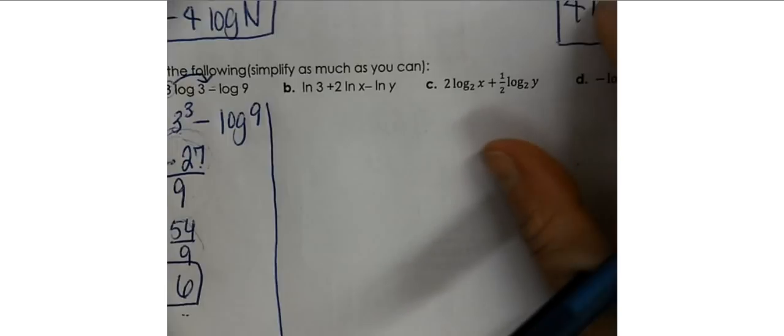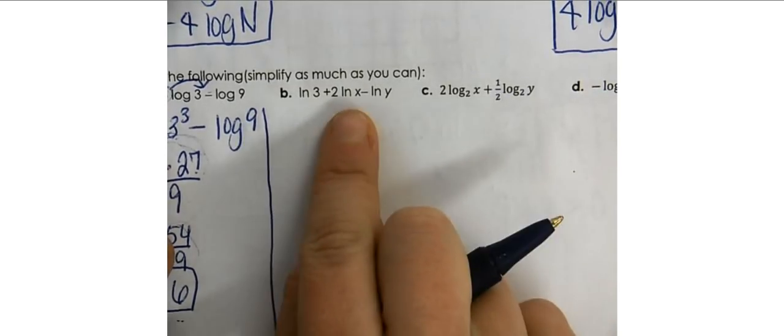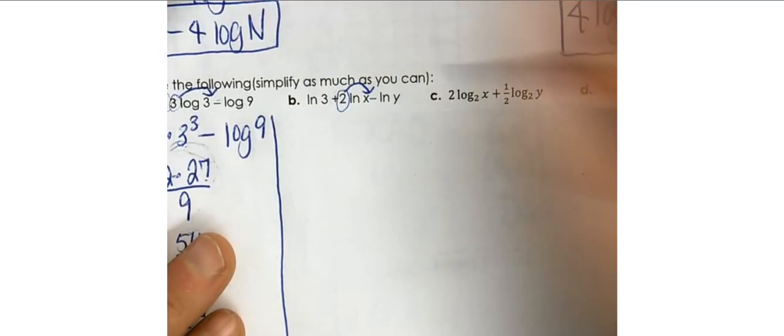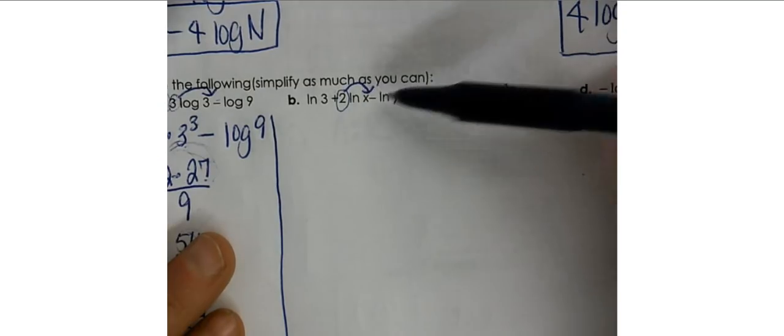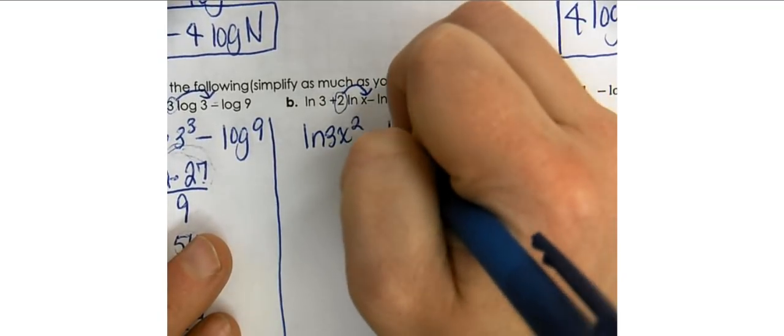So looking at letter B, I'm going to condense the first 2 terms together. They're being expanded using addition, so that means I'm going to multiply them together. Also, there's a 2 on the outside of this ln of x, so that means that it's the exponent of x. So when I condense the first 2 terms together, I'm going to have the natural log of 3 times x squared. And then I'm going to write minus the natural log of y.